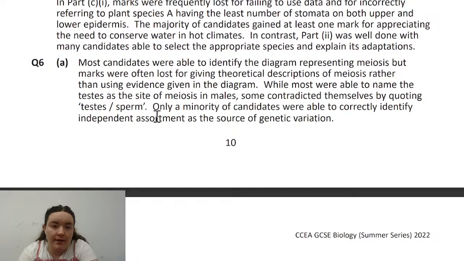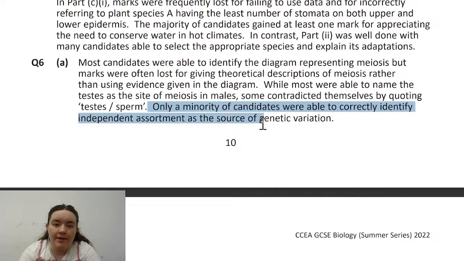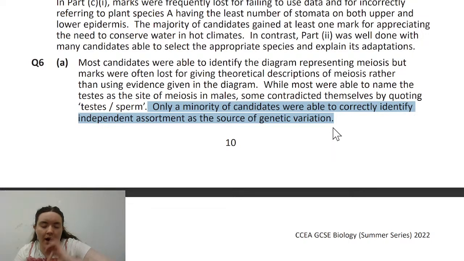So let's see. While most were able to name the testes as the site of meiosis in males, some contradicted themselves by quoting testes/sperm. So they wanted the site, they didn't want the gamete. So testes is the site, sperm is the gamete. Only a minority of candidates were able to correctly identify independent assortment as the source of genetic variation. So chances are this statement here, whenever teachers read through an examiner's report, they will usually take information from it that will state, oh, this wasn't done well, or this was done well, and will change their notes accordingly.